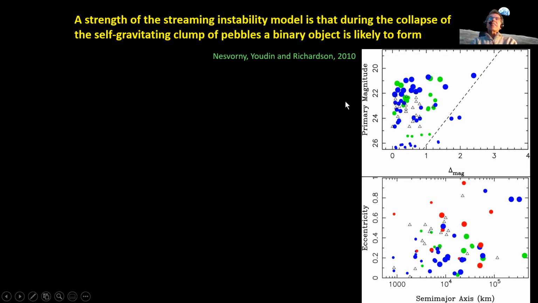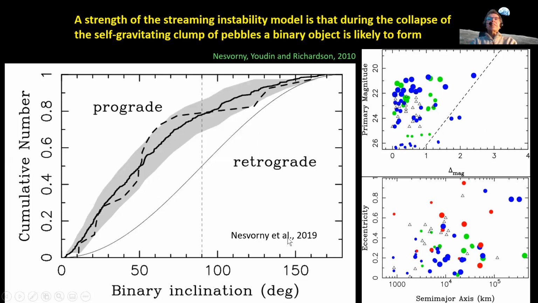But the most striking result came only recently in this paper in Nature, where it has been shown that the orientation of the angular momentum vector in these self-gravitating clumps formed by the streaming instability reproduces the statistics of inclination of the orbital plane of the Kuiper belt binaries. So the dashed line here shows the cumulative distribution of the inclination of the Kuiper belt binaries. As you can see, 80% of the Kuiper belt binaries are prograde, so their mutual inclinations relative to the plane of the solar system is less than 90 degrees, and about 20% are retrograde.